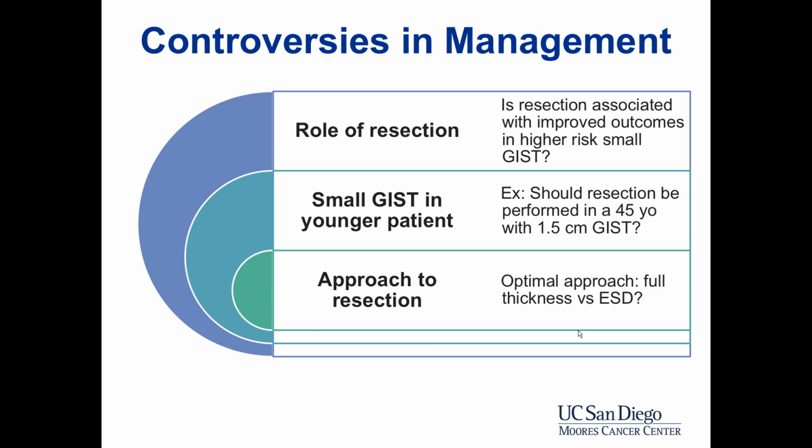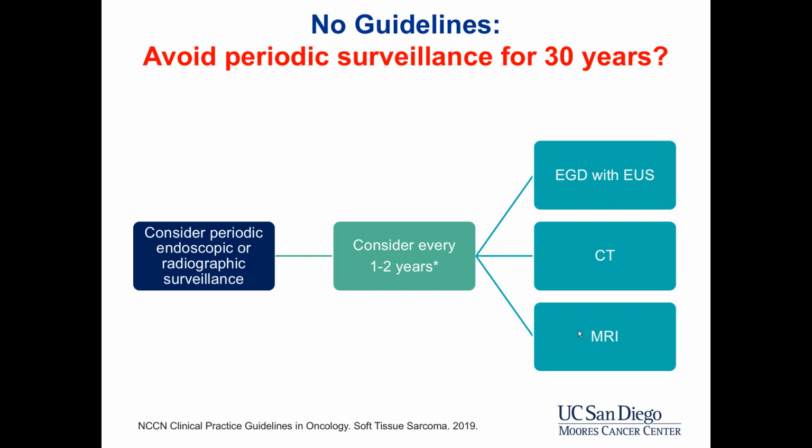What about young patients with small GIST? As an example, what should we do with a 45-year-old with a 1.5 centimeter GIST? There really is no good answer for this question. One of the things to consider is, are we going to follow this patient for the next 30 plus years, expecting that their tumor will likely grow over time?